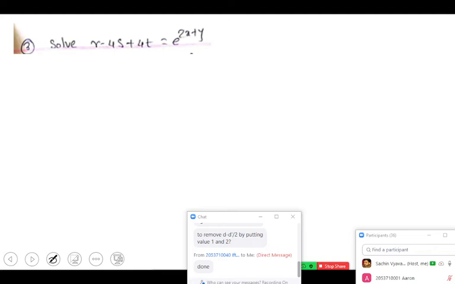What is the value of r first? r is ∂²z by ∂x², s is ∂²z by ∂x∂y, and t is ∂²z by ∂y². So r is D², s is DD dash, and t is D dash squared. Now find out the factors.